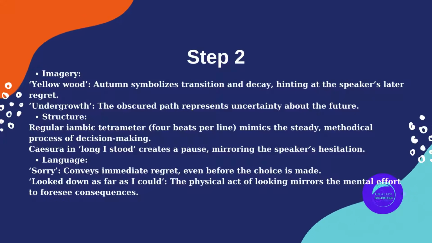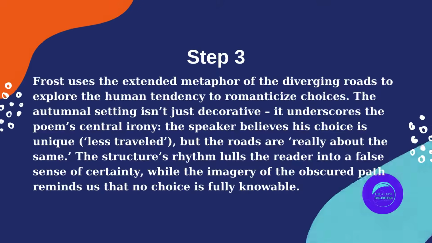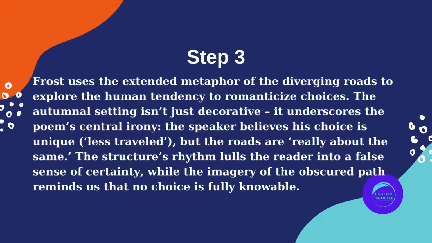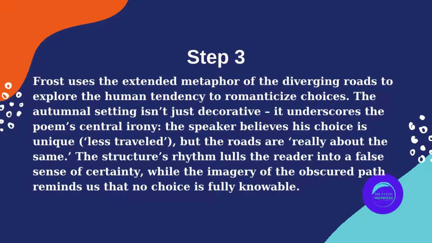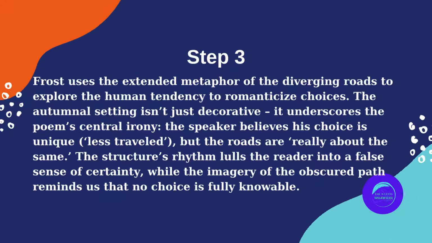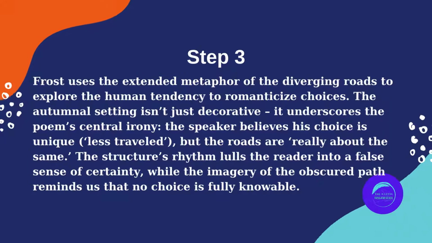Language. "Sorry" conveys immediate regret even before the choice is made. "Looked down as far as I could." The physical act of looking mirrors the mental effort to foresee consequences. Step 3. Effect. Frost uses the extended metaphor of the diverging roads to explore the human tendency to romanticise choices. The autumnal setting isn't just decorative, it underscores the poem's central irony.